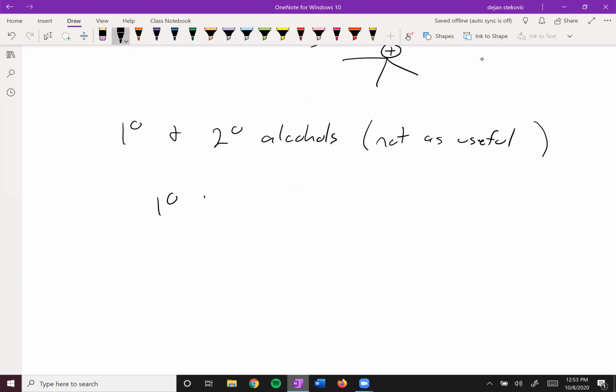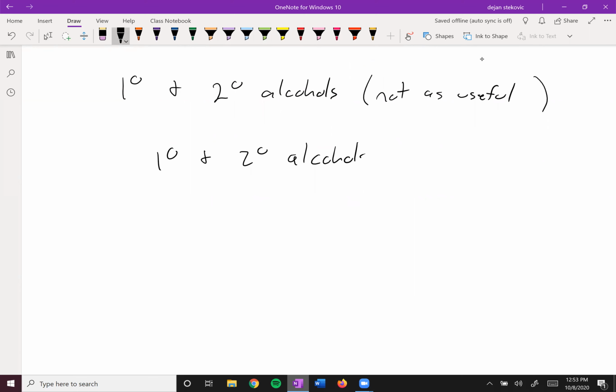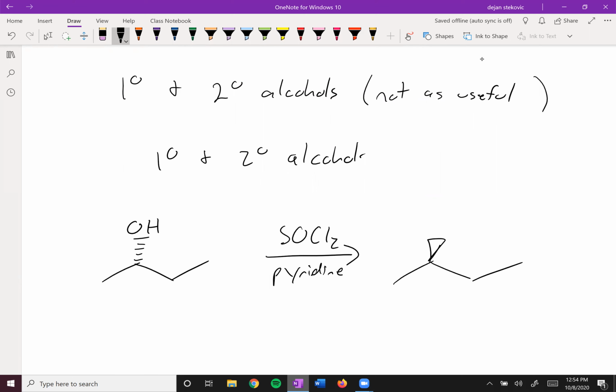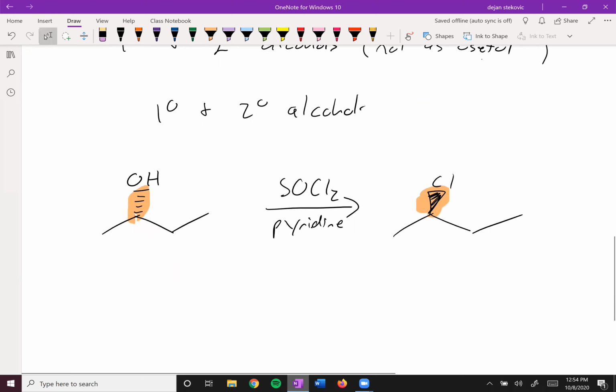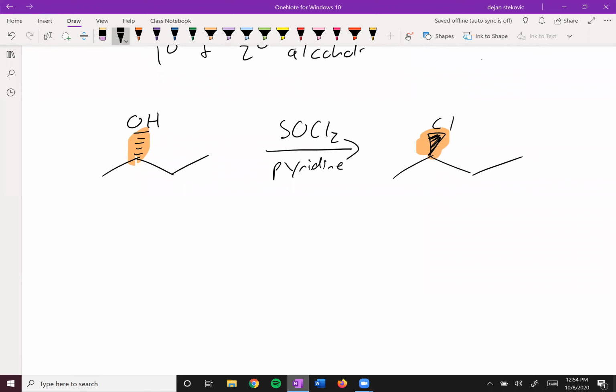So for primary and secondary alcohols, if we want to make this into a chloride, what we can do is add some SOCl2 along with some pyridine. Pyridine is a base to get our product, which is now an alkyl chloride. Note that this reaction causes inversion of this stereocenter. You'll take a look at this mechanism later on in more detail, but for now we just want to use it because it'll be synthetically useful.